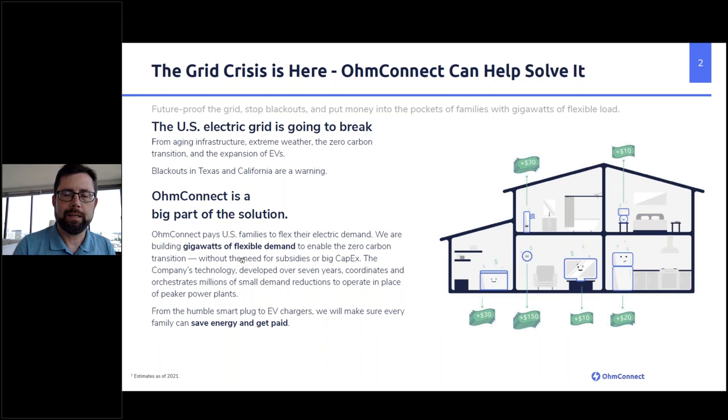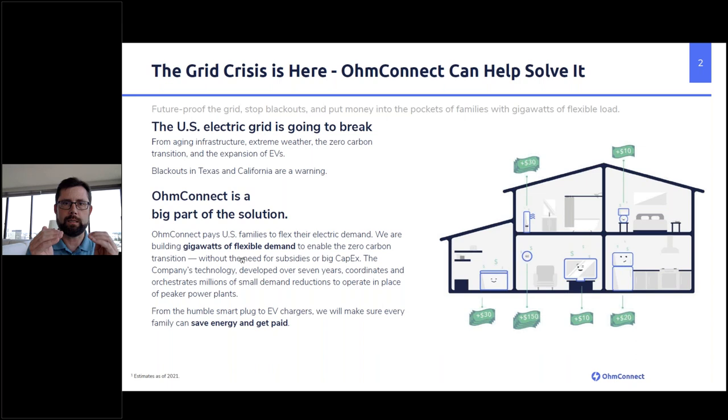Ohm Connect does something that's really helpful here, and this is basically just building on something that we've all known for a long time: that physics doesn't care whether you increase a megawatt of supply to meet an increase in demand on the grid, or whether you reduce the demand in order to meet reductions in supply or challenges with supply. It just needs to be equal at all times.